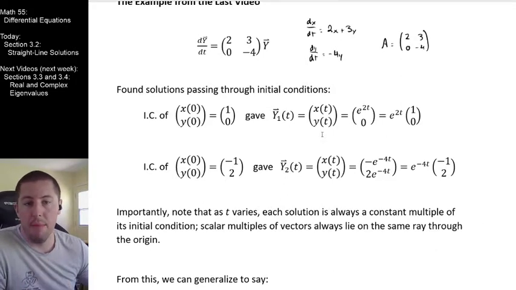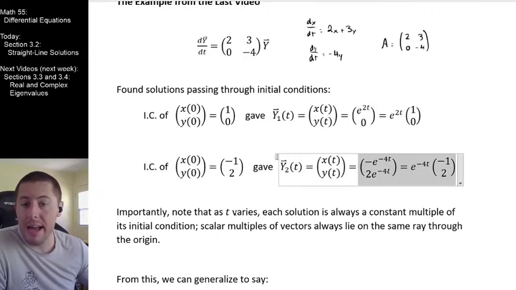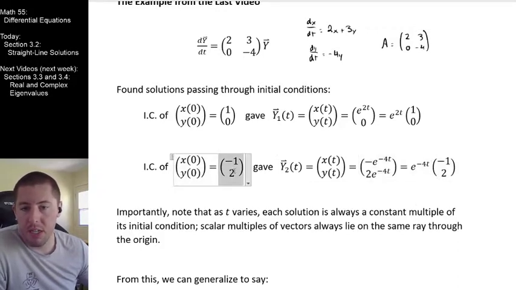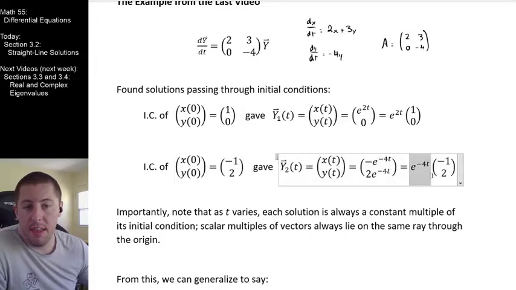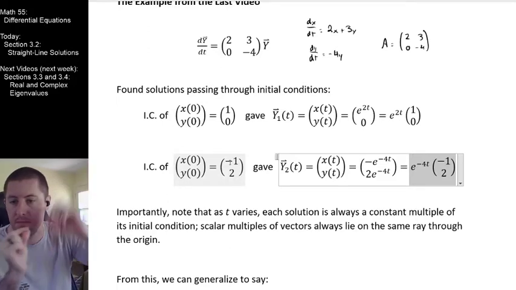A really important thing to note about these two solutions that we came up with, these parts right here at the end, is that as t varies, the solution itself is always a constant multiple of its initial condition. Our initial condition here was negative 1, 2, and this is a constant multiple, e to the negative 4t, of negative 1, 2. What that constant is, e to the negative 4t, does change as t changes, but our solution is just some constant multiple of the original initial condition, meaning it's going to be on some location on that straight line, right? We're just doing a vector times a constant. It's just going to be a longer version of the vector.